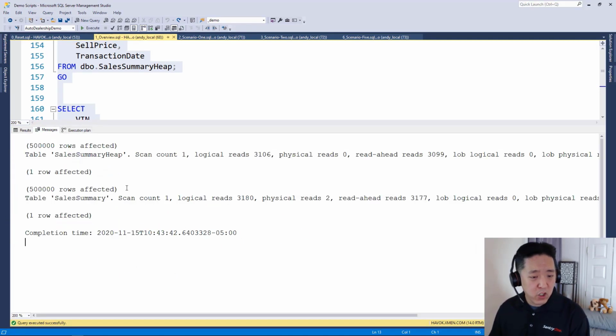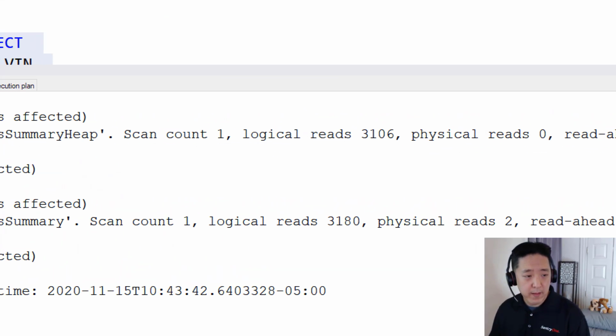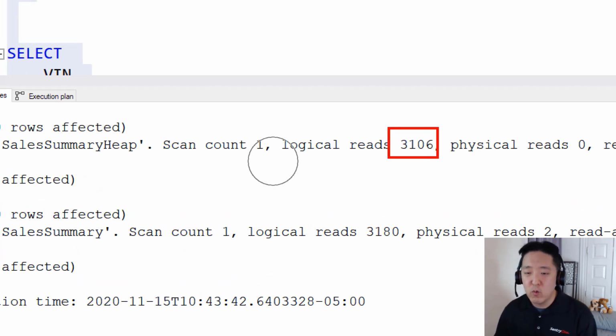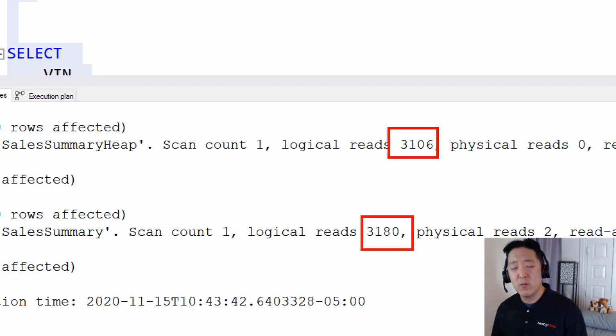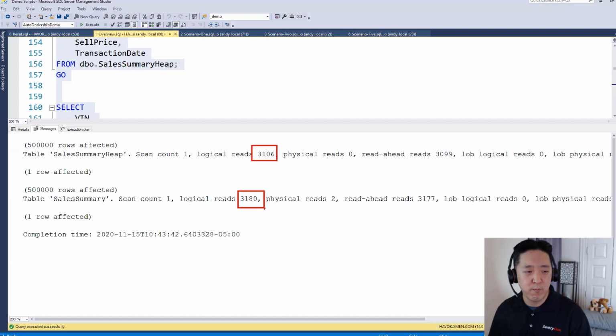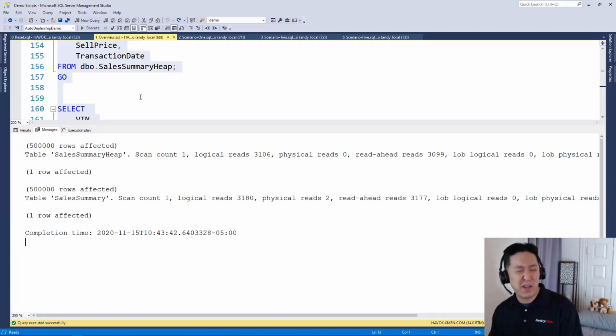And then from the messages perspective, we see that the heap took 3106 logical reads, as opposed to the clustered index, which actually took a little bit of extra. So this is a simplistic example of how we have to do just a little bit of extra work because we have to navigate the B tree, and there's actually some metadata that we have to look up in index allocation pages, essentially. But that's kind of a side detail that's not really pertinent to this. Just understand that there's a little bit of extra work when you're querying into a clustered index versus a heap.